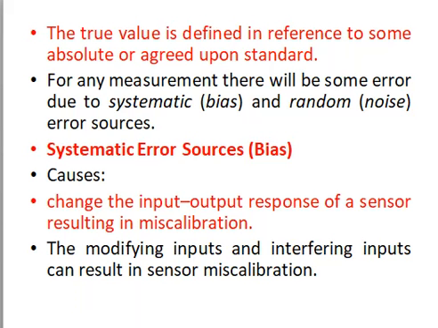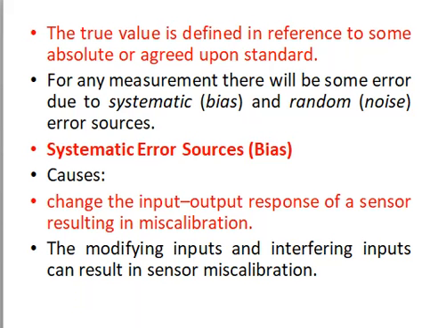Let us start looking at the systematic error, that is the bias error. What are the causes of the bias error? One of them is whenever you change the input and output response of your sensor, definitely your calibration will change and the output will be wrong. That is an error. That is, whenever the sensitivity of your sensor changes from the actual value, it will introduce an error. And this type of error, we call it systematic error, because it has to do with the system itself, because the sensor is part of the measurement system.